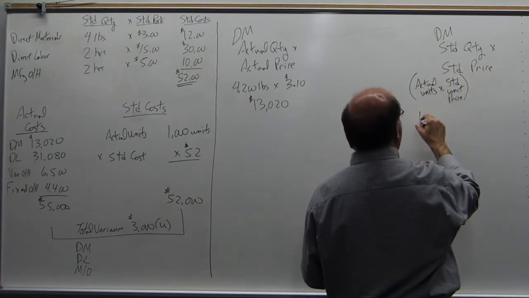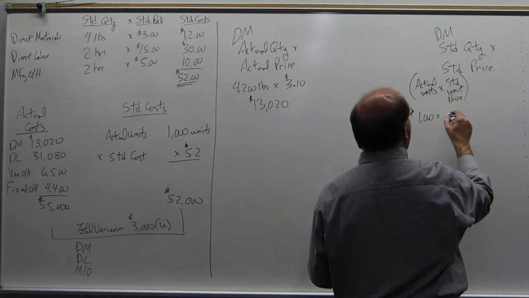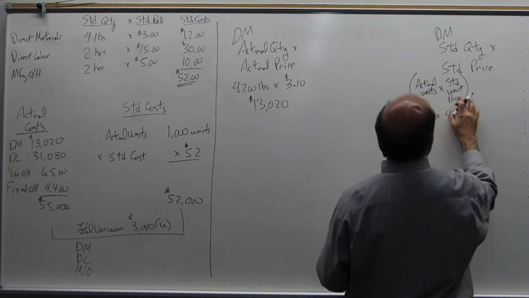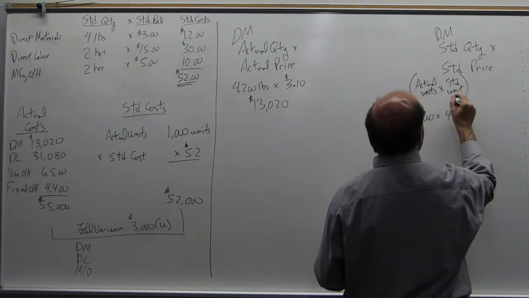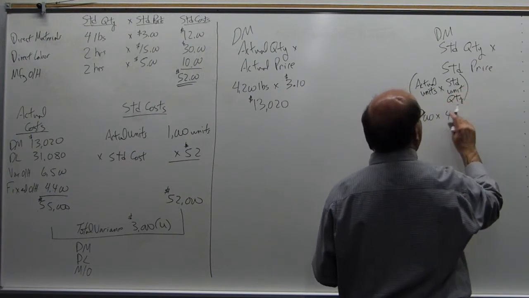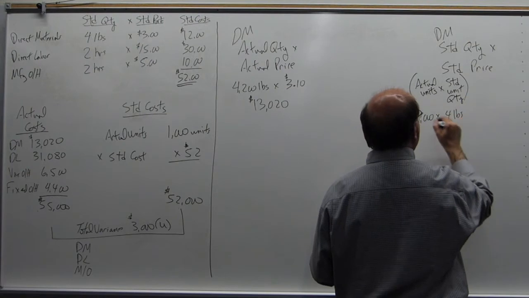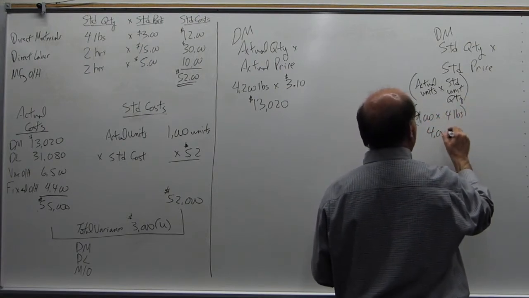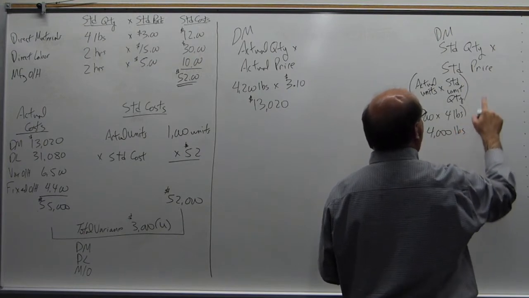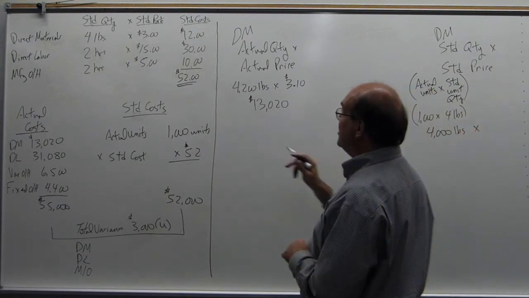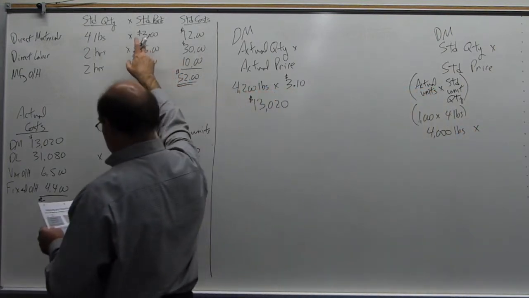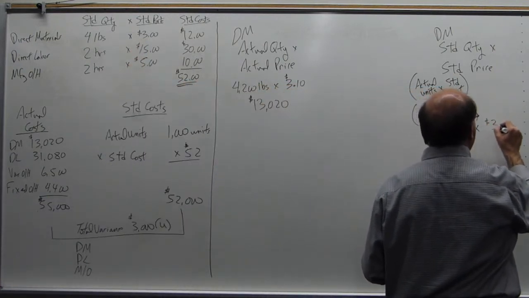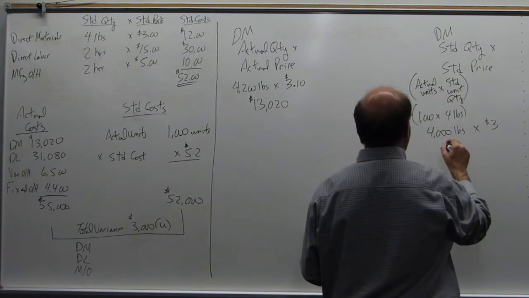So I take 1,000 units times 4, not price, unit quantity. Sorry, it's getting late. So that's 4 pounds. That's going to give me 4,000 pounds. I keep wanting dollars here. And then my standard price, what was my price? It should be $3. So that's going to be $12,000.